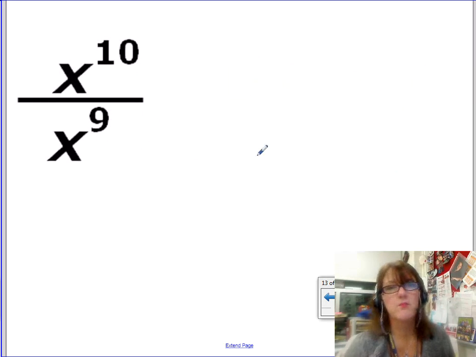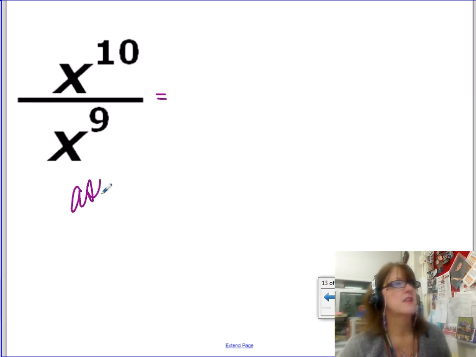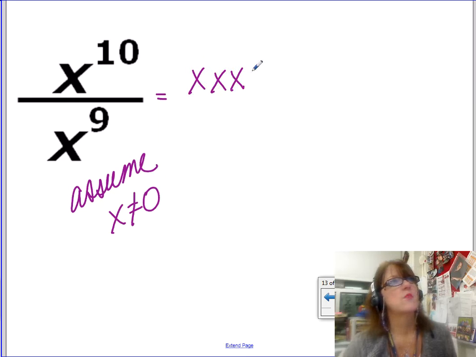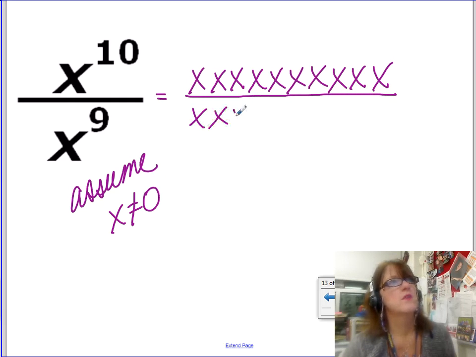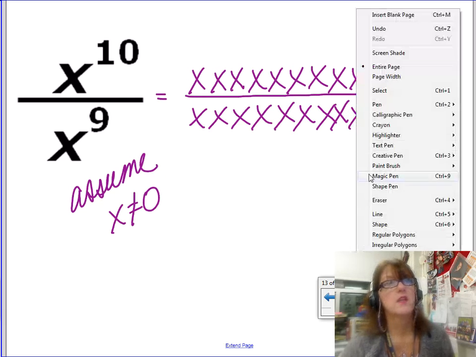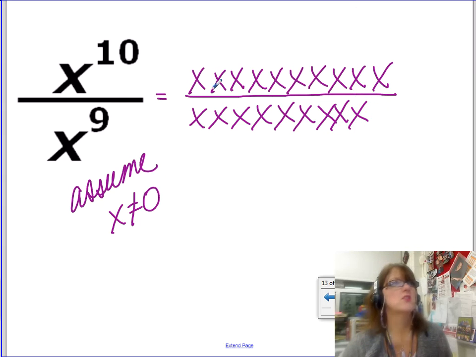Nice. If you have variables, the same thing applies. The one thing that I'm going to tell you is that I am going to assume that x cannot be equal to 0. If it were 0, I could not do this problem because you cannot divide by 0, and I would have 0 in the denominator. That does not exist. There's so much going on there, I'm going to change colors.